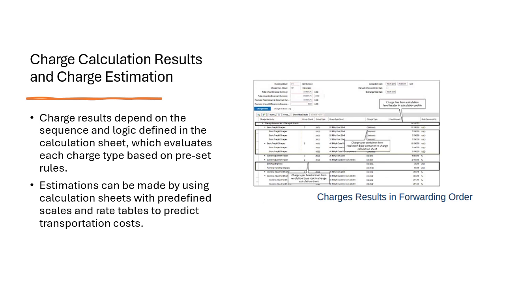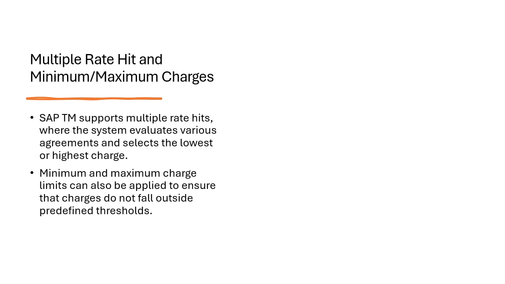And this image actually shows the charge calculation result in forwarding orders, which shows how they apply charges and are consolidated to determine the total cost. And next is the multiple rate hit and minimum maximum charges. So SAP TM supports scenarios where multiple rates might be applied and also allows for setting minimum and maximum charge limits. This also ensures that charges stay within agreed thresholds.